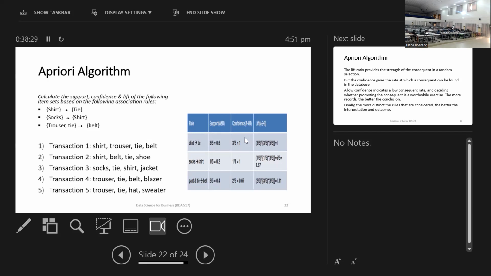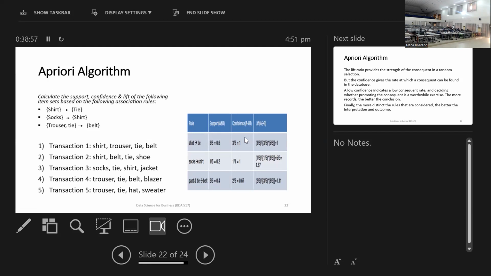Let's see socks and shirts. So for socks and shirt, it's not in transaction 1, it's not in transaction 2, it's in transaction 3, isn't it? Socks and shirt. What about transaction 4? It's not there, it's not in transaction 5. Therefore, the support is 1/5. Okay, that gives us 20%.